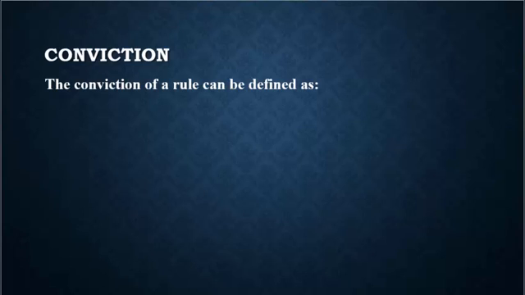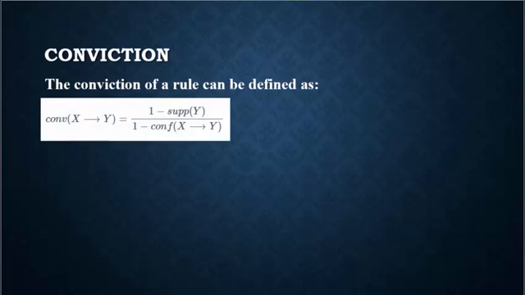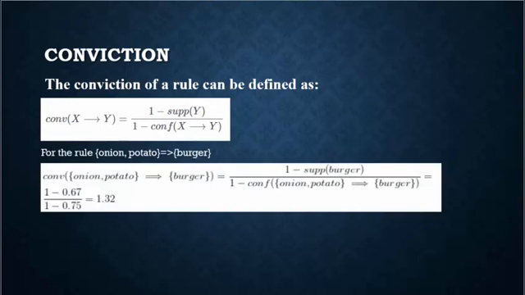Conviction. The conviction of a rule can be defined as follows: a conviction value of 1.32 means that the rule onion and potato implies burger would be incorrect 32% more often if the association between X and Y was accidental chance. This is the computation on how to get the conviction of onion and potato.